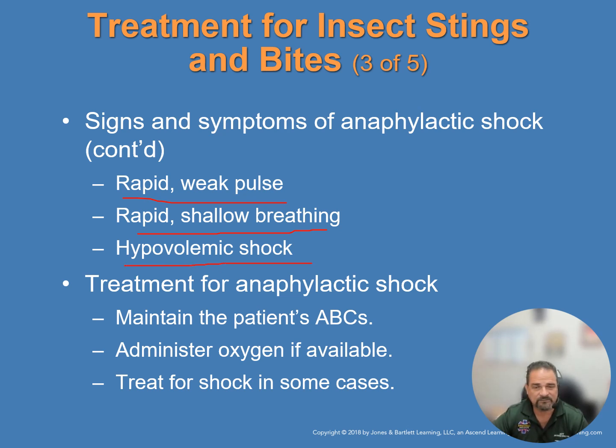The hypovolemic shock is your body reacting to the allergen, and you have what we call massive vasodilation. Vasodilation means that your arteries and veins, which are normally nice and squeezed together, get bigger. If they get bigger, your blood pressure drops and you go into what we call hypovolemic shock. Treat for anaphylactic shock.